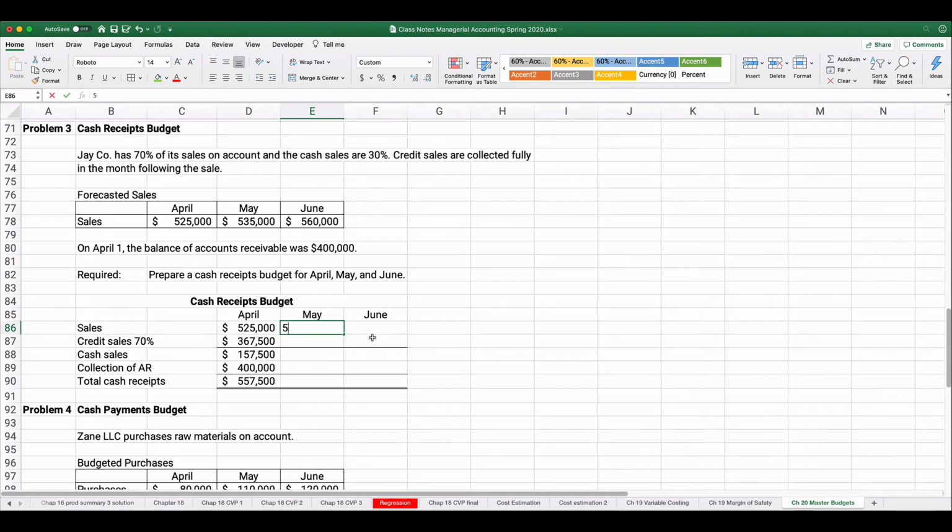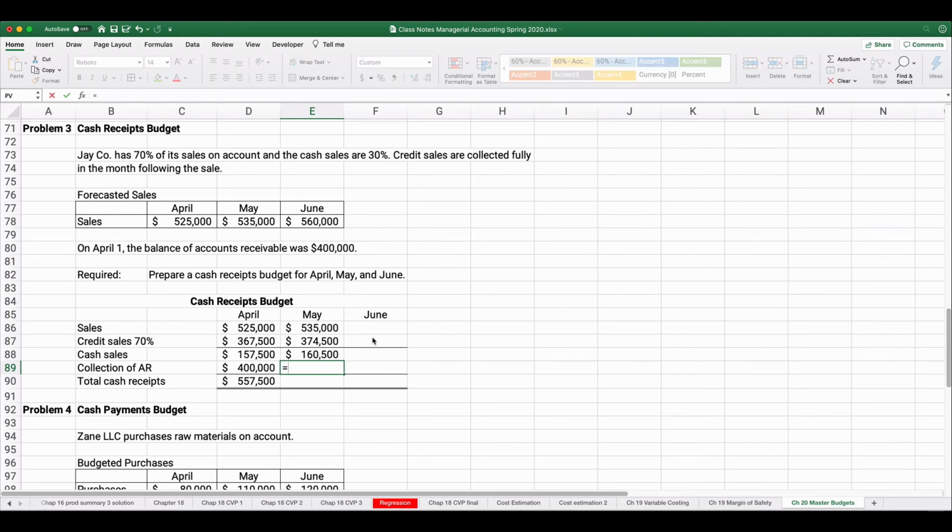May sales are 535,000. Of that, we're going to take 70%, so times 0.7. So that's 374,500 that will be collected in the following month of June. So we're going to subtract out 535 minus the 374,500. So we have cash sales of 160,500, and our collection on accounts receivable is the previous credit sales from the month of April.